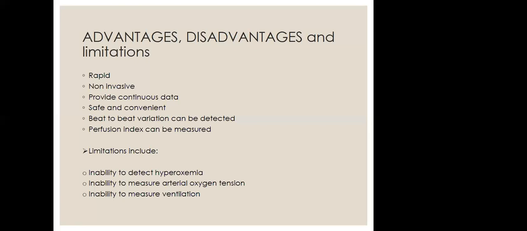And there are limitations for the pulse oximetry. It doesn't tell us whether the amount of oxygen in the blood is high or low. It doesn't tell us if there is hyperoxemia, because at a certain level, when there is a change in the partial pressure of oxygen, the saturation of the blood is not changed. When there is a large change in the partial pressure of oxygen, then it will be shown as the saturation change.